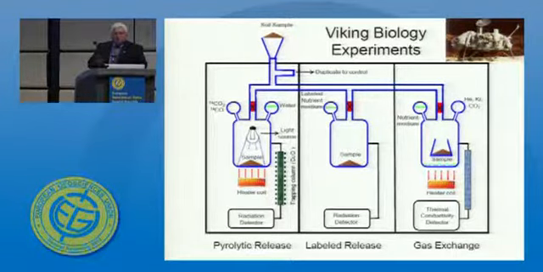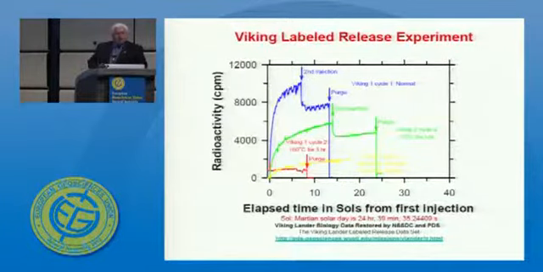And finally, there was the label release experiment, which consisted of incubating the soil with some nutrients and trying to see whether these nutrients could be destroyed or metabolized by microbial organisms. This was the most controversial experiment of the Viking. And here are some of the results. In blue, you have the release of radioactivity. The compounds that were injected into the soil were labeled with carbon-14. So as soon as the broth of nutrients was added to the soil, there was a rapid release of radioactivity with the kinetics exactly as that observed with terrestrial soils with microbes.